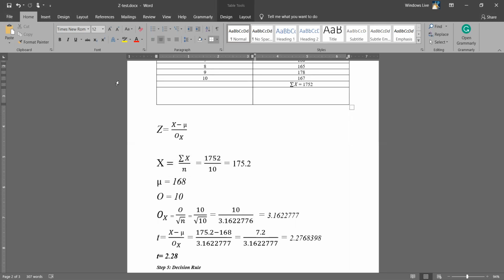So at the moment, we have all our values. We know our sample mean to be this. We know our population mean to be that. Then we know our standard error of the mean. So we can substitute the values into this formula. So that is what we did. We substituted.